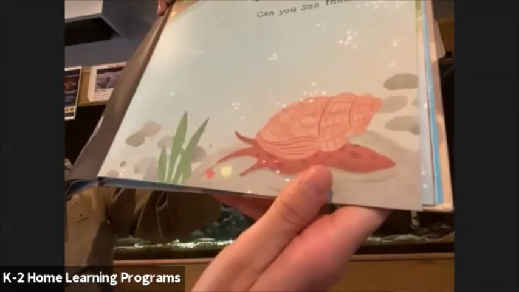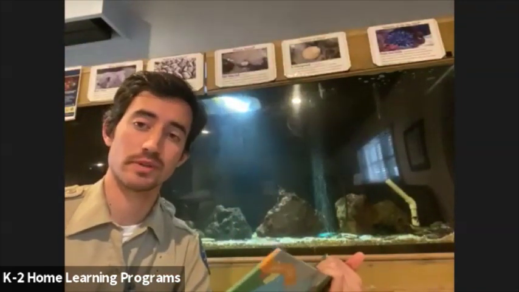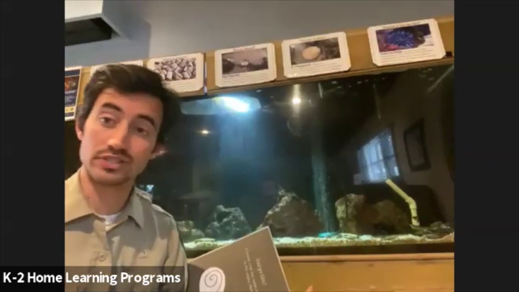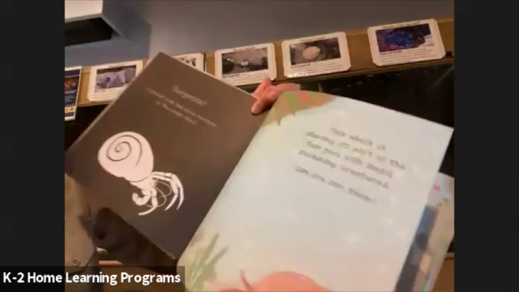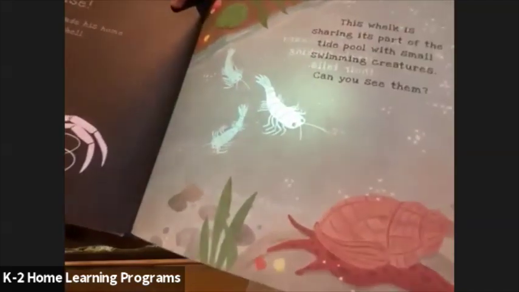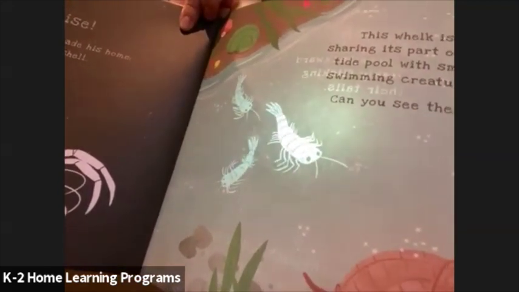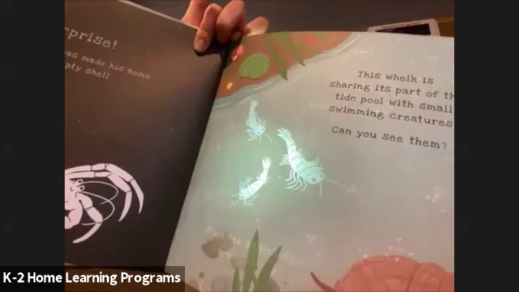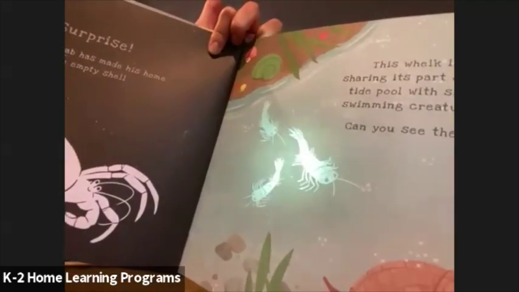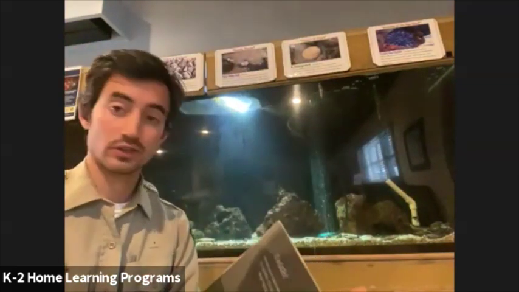Here's our next creature. This whelk, call this thing a whelk. Whelk is sharing its part of the tide pool with small swimming creatures. Can you see them? Let's see. Let's turn on a light. I can't see anything. Oh, where did they come from? What do you think those are? I'll give you a hint. People have cocktail parties with them. And it is the most commonly eaten seafood in the United States. All right. It's orange when it's cooked. What do we got? Shrimp.